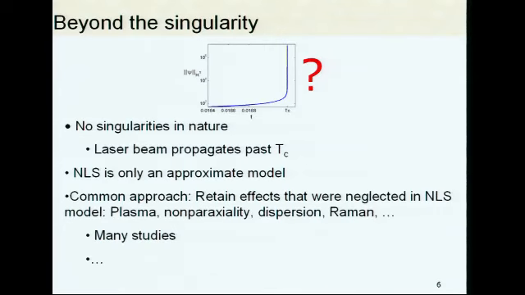So the standard approach for continuing the solution beyond the singularity has been to say, okay, actually the NLS is only an approximate model. The correct physical model is some nonlinear Maxwell or nonlinear Helmholtz equation. So let's look at all the terms that we neglected in the process. Let's start putting them back in and see when we have global existence. And there have been tons of studies of that sort.